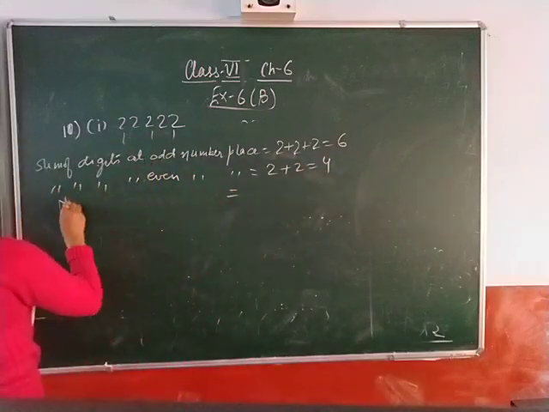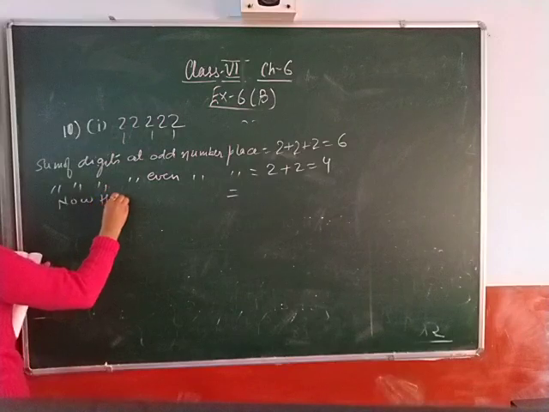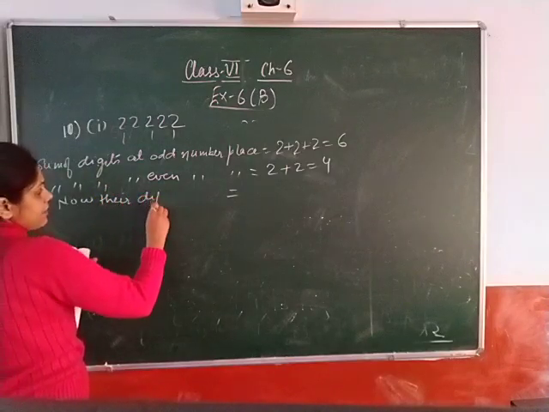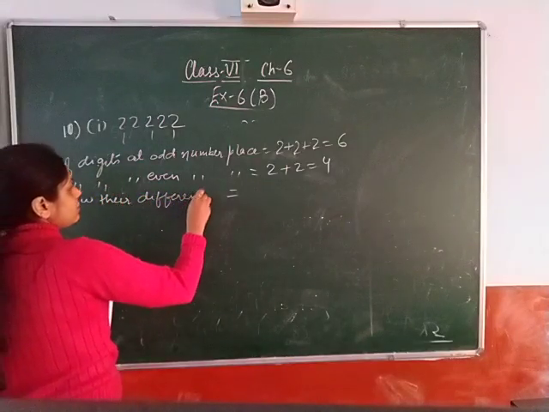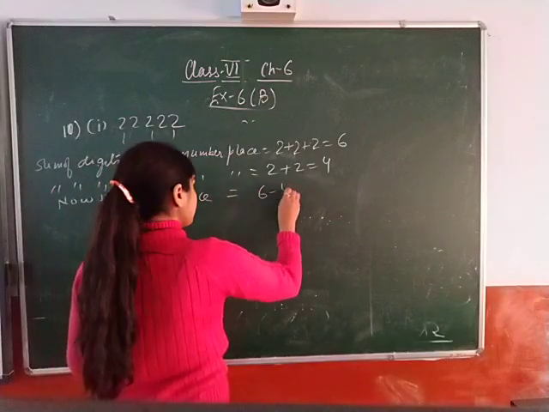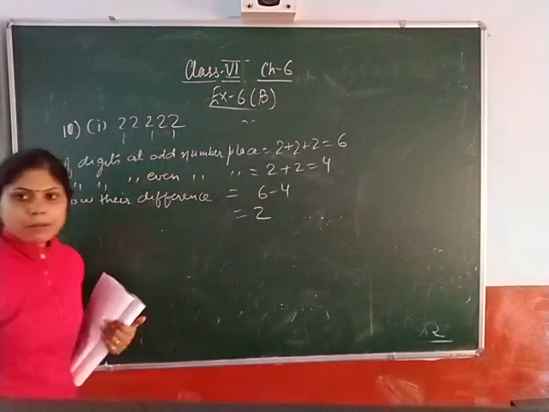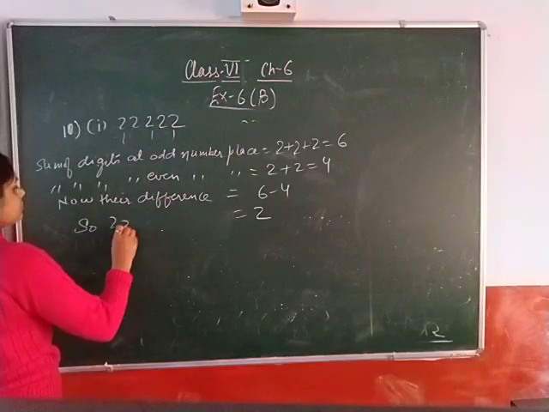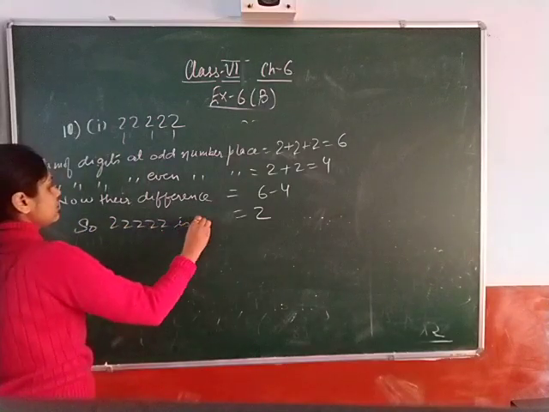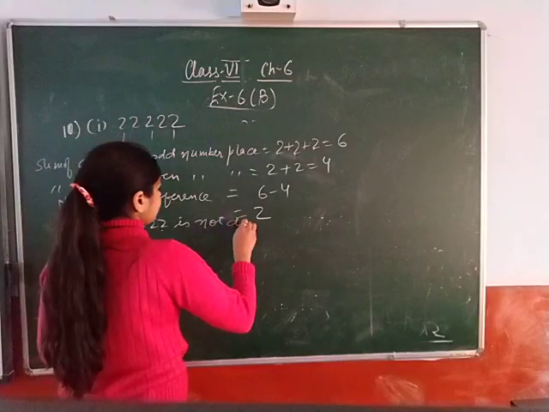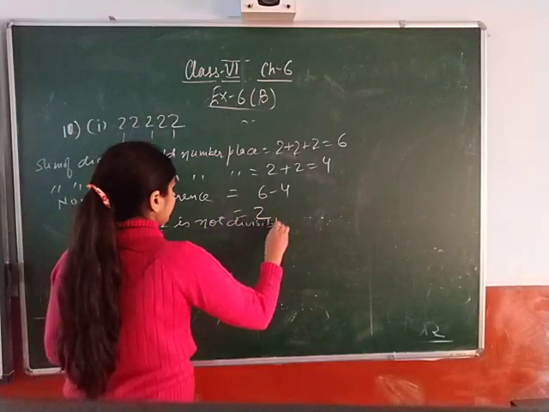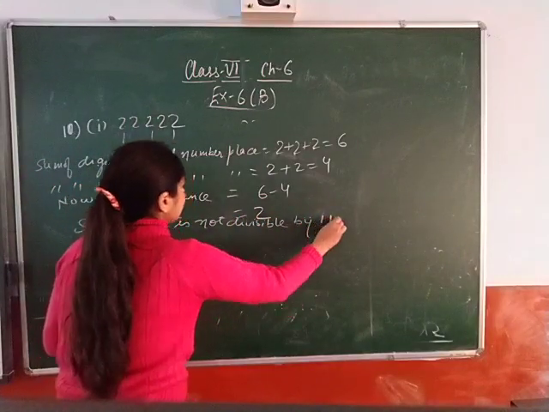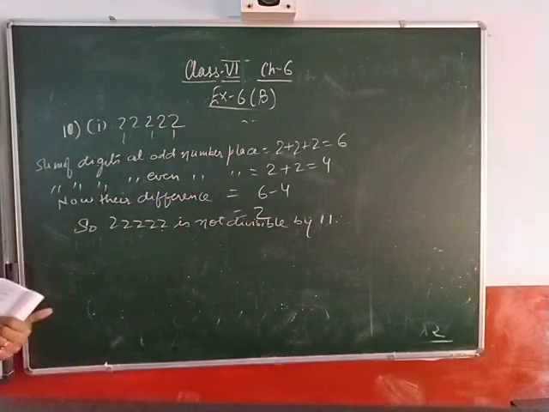Now, their difference. In the first one only I am writing this, the rest I will not write. 6 minus 4 is equal to 2. Is 2 divisible by 11? No. So, the number is not divisible. Okay, check the second one. The second one is also not divisible.